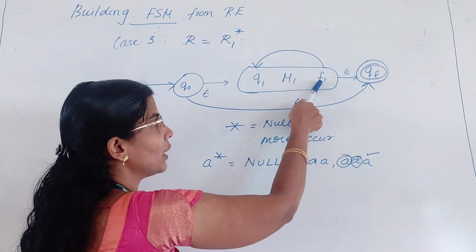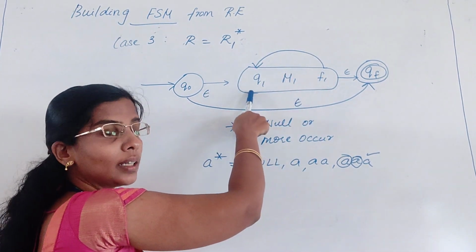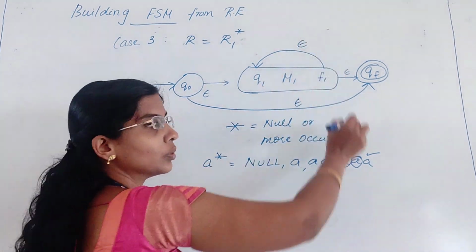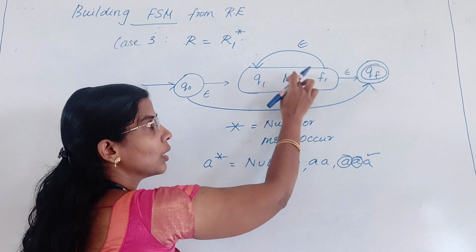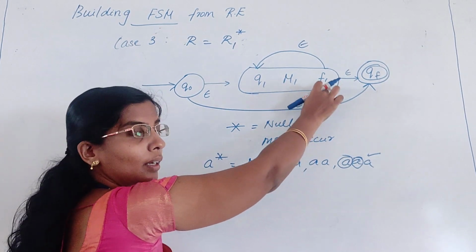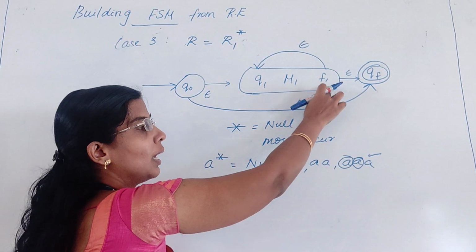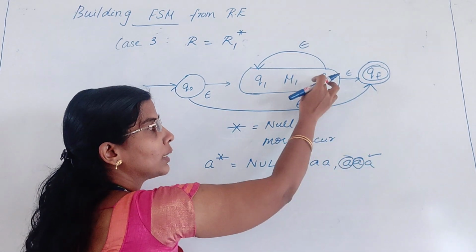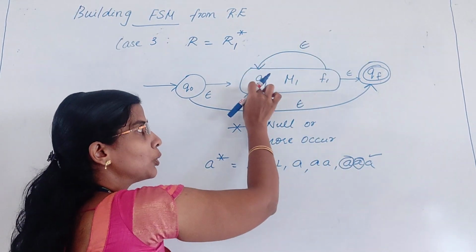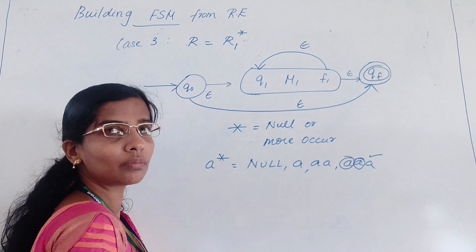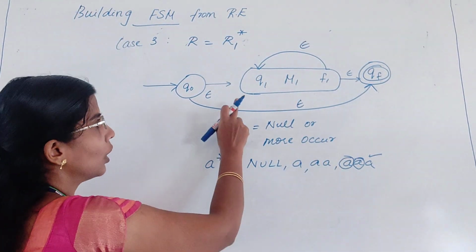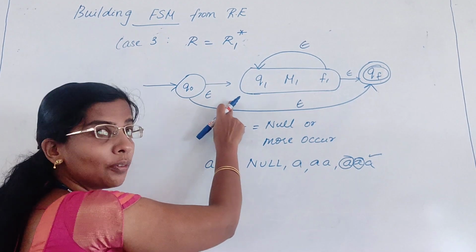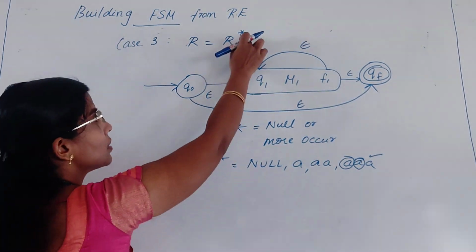So if I want more occurrence, again I have to come to my start state and start generating. So from the final state, how will I come to the start state? With an epsilon move. Then the machine works and generates the next symbol. Again, if you want one more time, from the final state, come to the start state with an epsilon move and start generating. Right? So this is the formula for star.